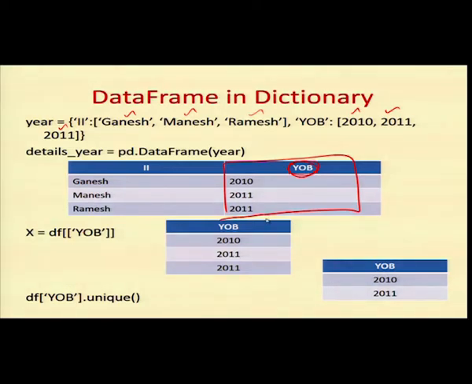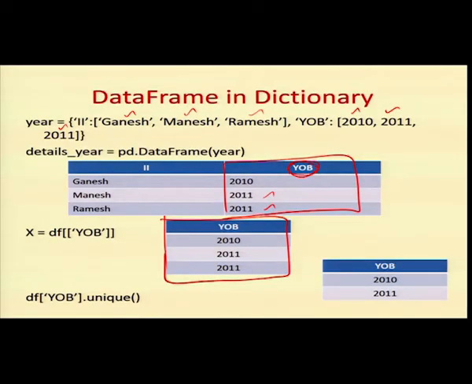So, what happens? I get the year of birth alone of all the students who are studying in second year. Now, I say I want only unique values. I do not want the repetitive values, where here 2011 is repeated twice. So, I want only unique values. So, df YOB, year of birth, dot unique, what will happen? It will print only the unique values 2010 and 2011. It will not print the duplicate values.